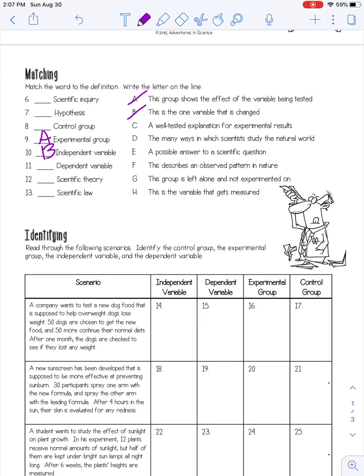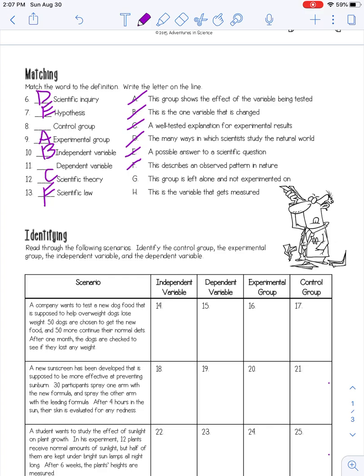A well-tested explanation for experimental results, well-tested over and over and over again, is a scientific theory. The many ways in which scientists study the natural world. That is scientific inquiry, scientific method. A possible answer to a scientific question. Possible answer. That is going to be a hypothesis. This describes an observed pattern in nature. That's scientific law.